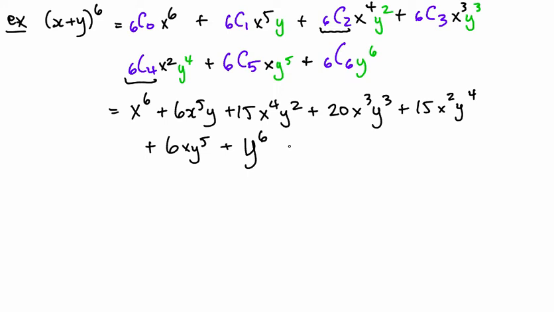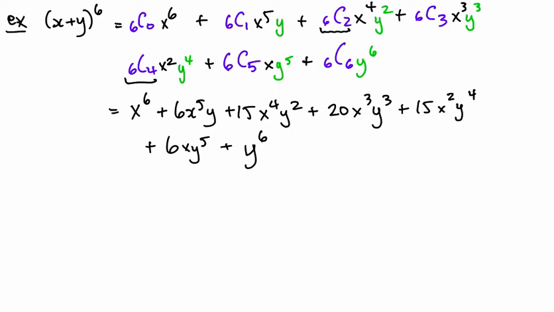That, I hope you can see, is a lot faster than taking x plus y times x plus y times x plus y, 6 times, and expanding all those different brackets out using distributive laws and collecting like terms. This is a much, much, much faster, more elegant approach to those expansions.